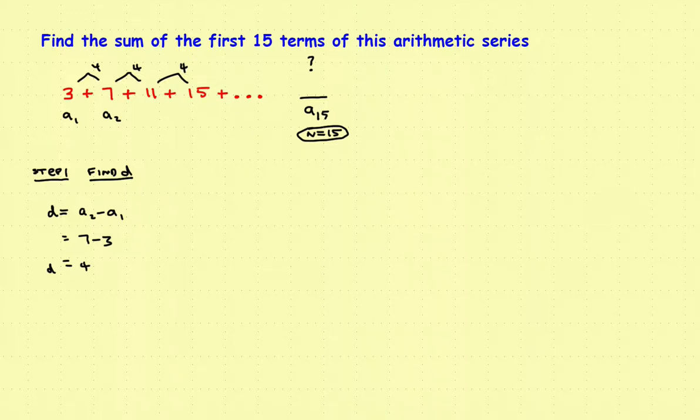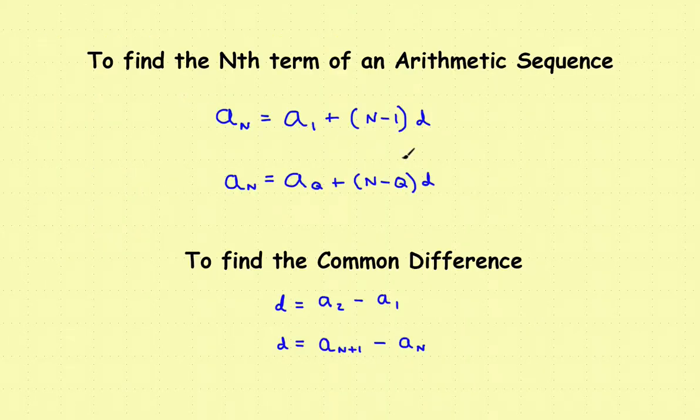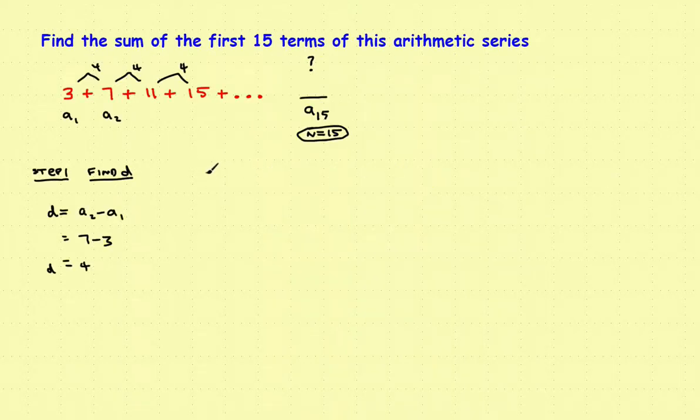Okay, now that you've got the common difference, let's go back to the formula. Now you want to find the 15th term. So a sub n is equal to a sub 1 plus n minus 1 times d. And let's go ahead and use that. So step 2 will look like this. Step 2, find a sub 15. So you need to know, what is this 15th term? Well, again, we'll start with the formula. a sub n is a sub 1 plus n minus 1 times d.